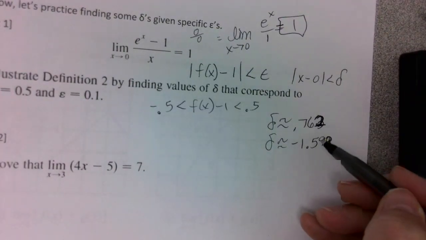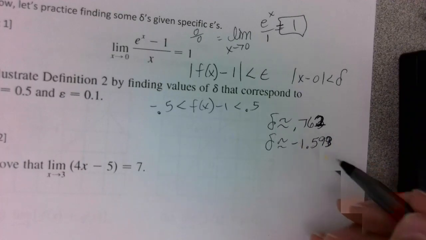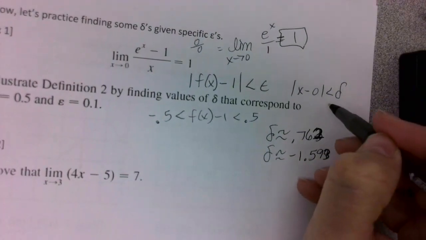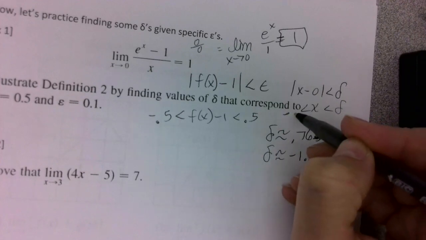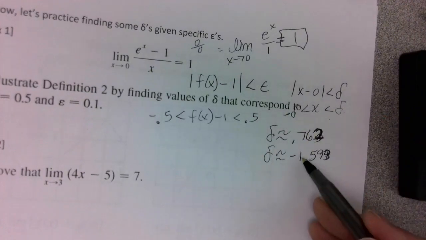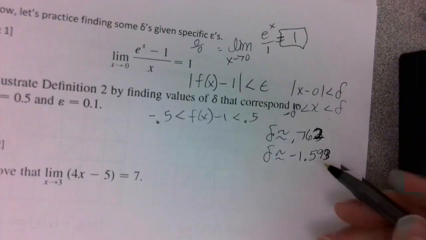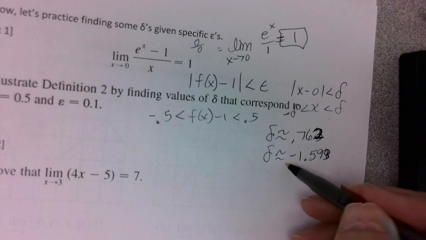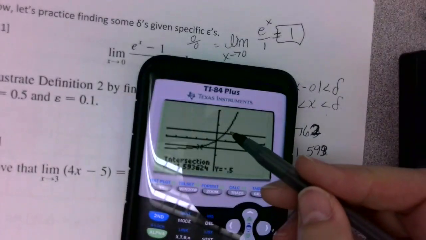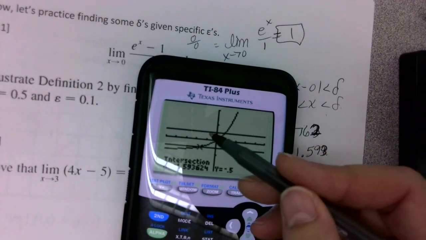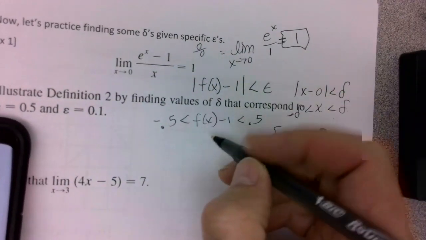So, bottom line is, we can't pick that delta. By the way, x is sandwiched between positive delta and negative delta, right? So we can have a negative number, but it's an absolute value kind of thing. So we can't pick 1.5 because on the right side, 1.5 would have been out here outside of my little area. So bottom line is choose the smaller one.